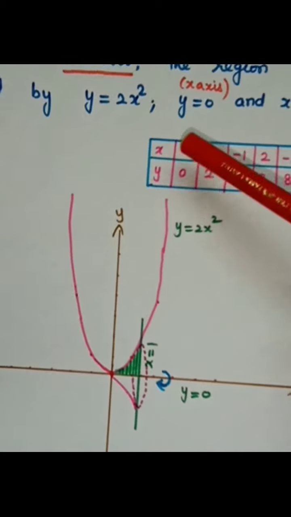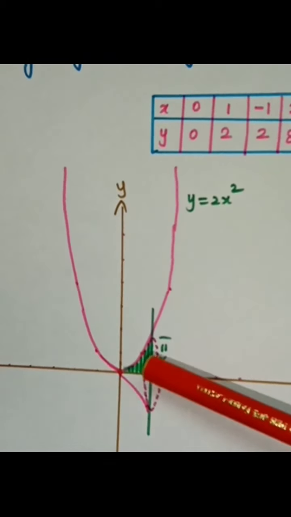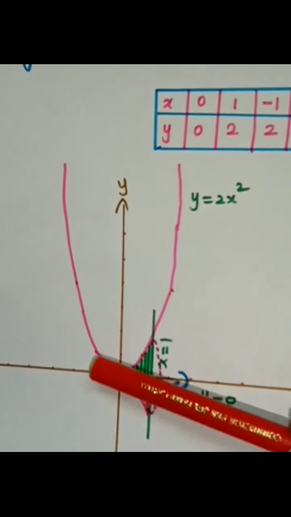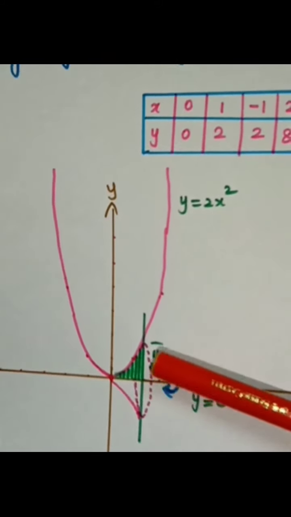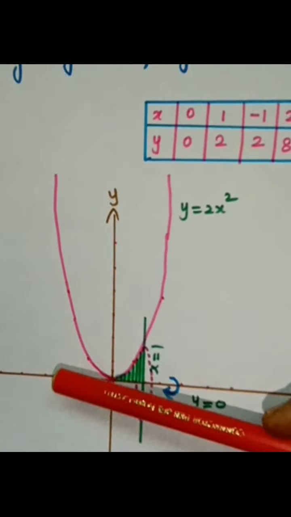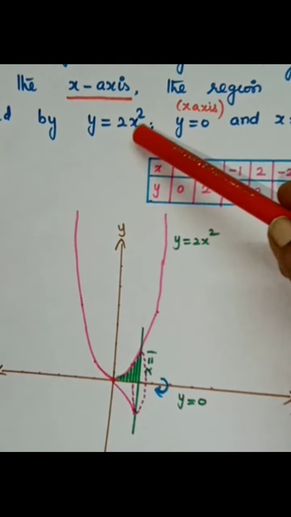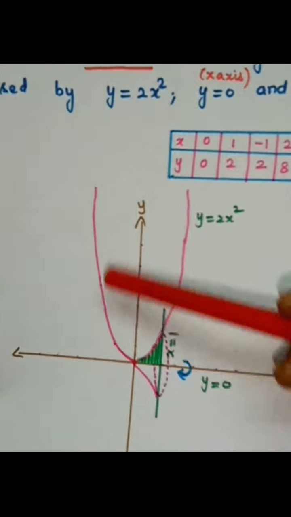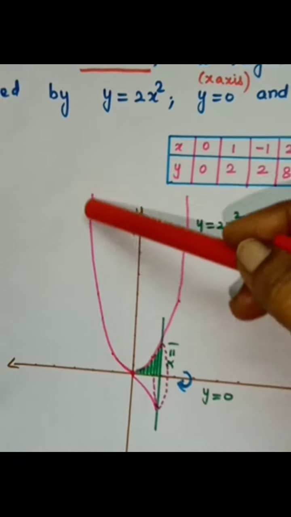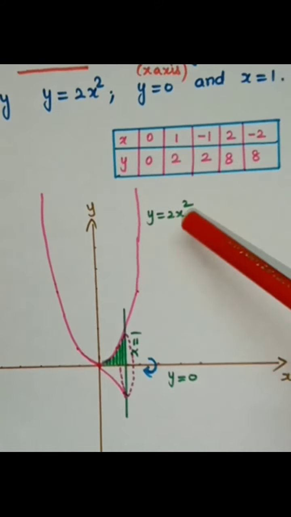You see the points: the first point is (0, 0) here, and (1, 2). I have marked (1, 2), and in the same way (-1, 2). Next one is (2, 8), so (-2, 8), and for 3, if you substitute 3 squared, 9, 9 2s are 18. So it will go like this. I have drawn the pink color curve, that is the parabola which passes through the origin, y is equal to 2x squared.